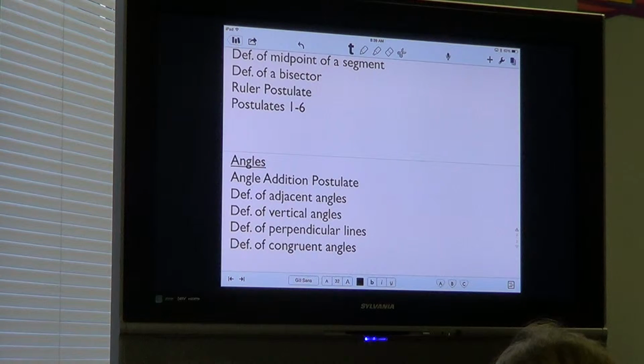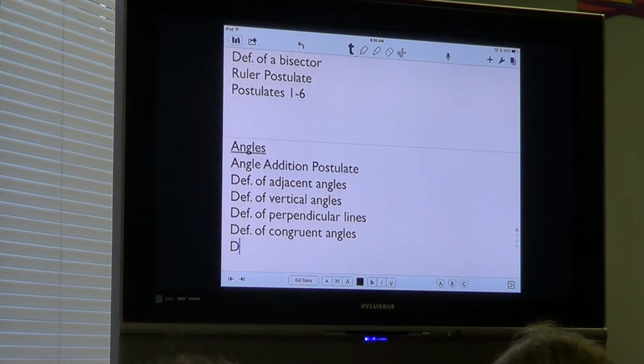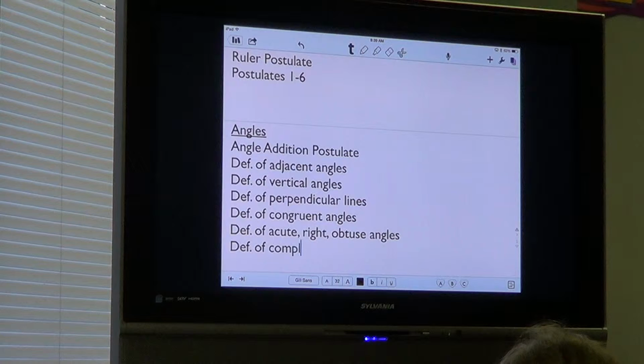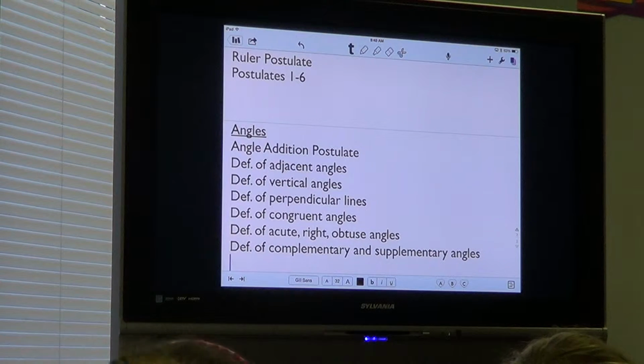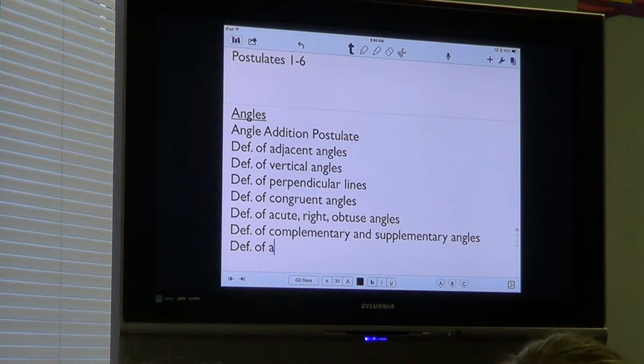Morgan? Have we used the definition of acute angle, right angle, obtuse? Yes, we have. And supplementary angles. These are the definitions of supplementary and complementary. Yes. I'm gonna put those all together. Acute, right. And definition of complementary and supplementary angles. Okay, good. Madeline? Definition of bisector of an angle. I'm gonna call that an angle bisector. Okay, good.